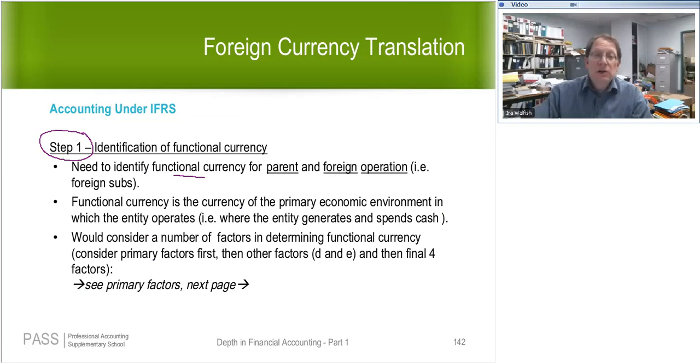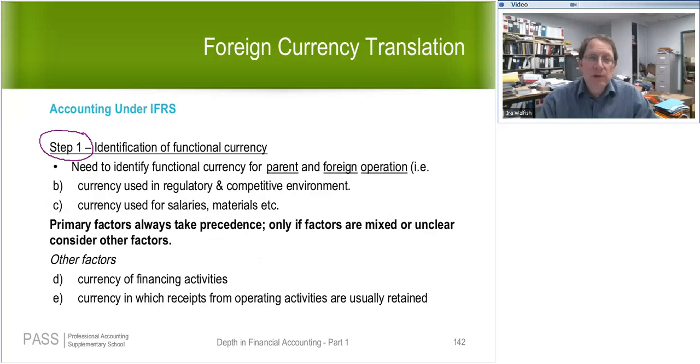Look at the second point, that's the definition: it's the currency of the primary economic environment. Lovely. Nobody understands that, and along comes the handbook and gives you about 9 points to look at to figure that out. If everybody understood that, I wouldn't need the next slide. So this is really important, and this is what you do if you get into IFRS for foreign currency.